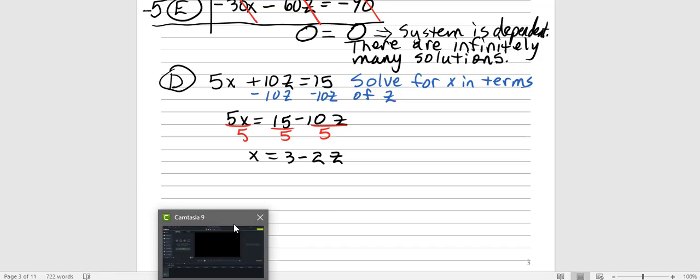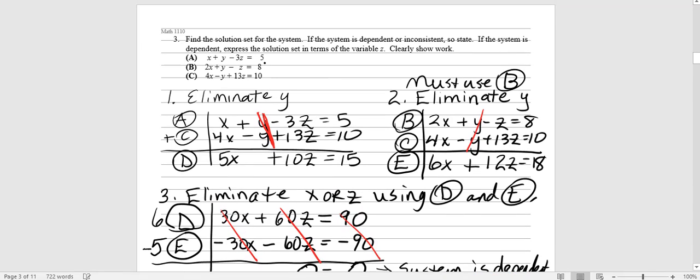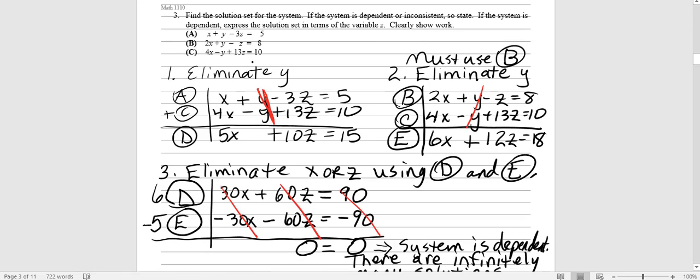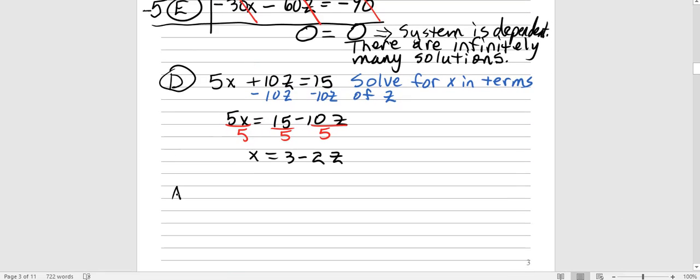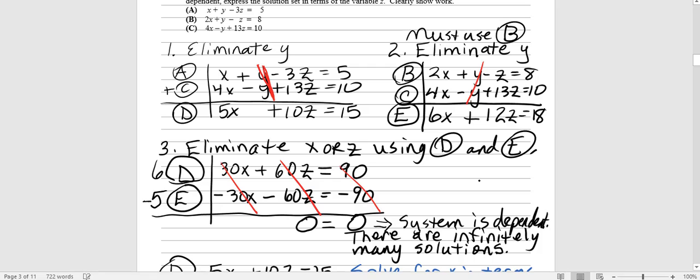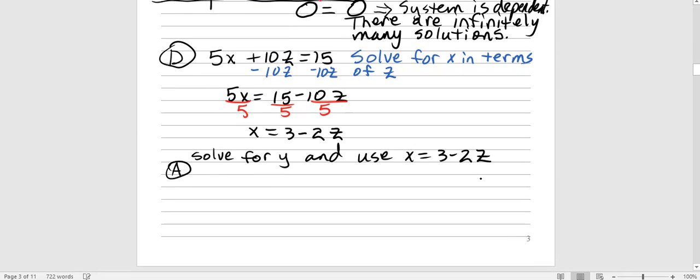Now, I can go back and look at my original equations, A, B, and C, and I'm going to need to solve for y, and I want that in terms of z. I'm going to use equation A, x plus y minus 3z equals 5, and I'm going to solve for y. And I'm also going to use x equals 3 minus 2z in that equation. So the equation again is x plus y minus 3z equals 5.